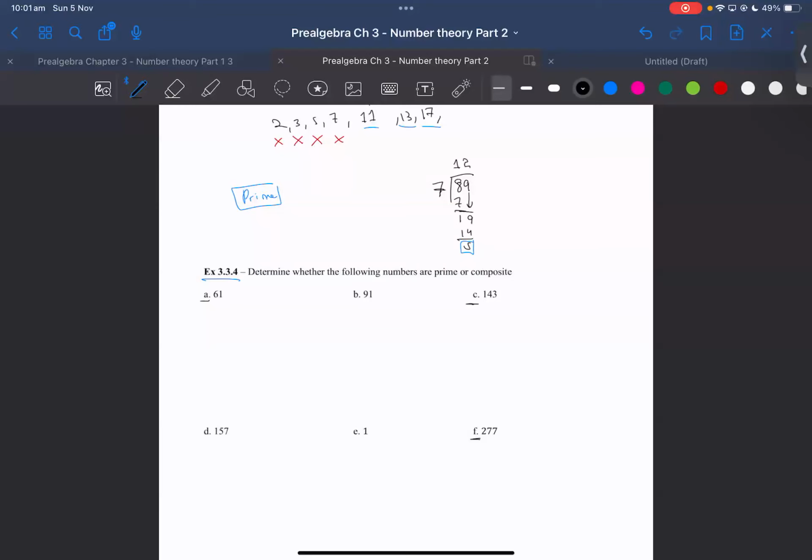No, 14. What is it? Oh, I think it's 11. No, from 11. 13, 14, 11. Yeah, it's 13 and 11.